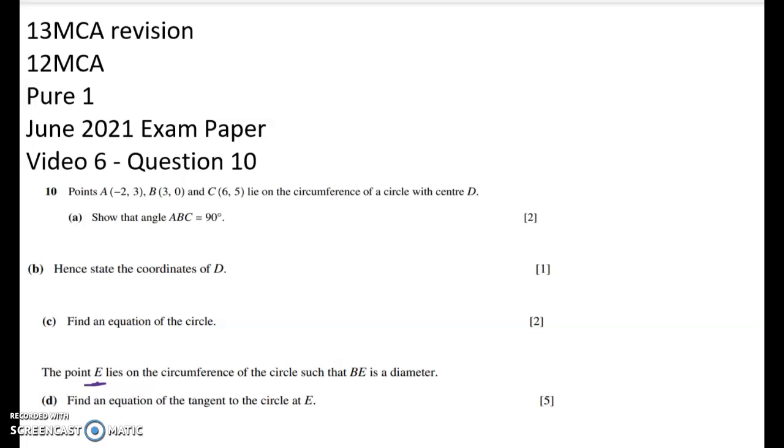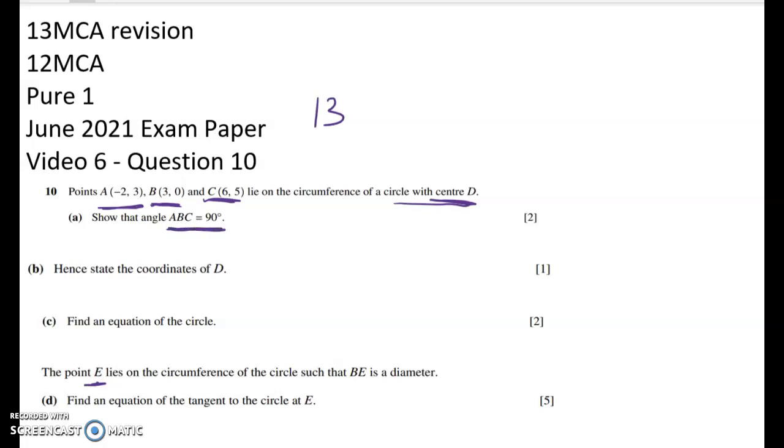This question is question 10 from the June 2021 AS paper, from paper 13 or 1-3, and it's really a coordinate geometry and a little bit of geometry question. So we start off where we've got 3 points, A, B and C, that lie on the circumference of a circle with centre D. First, we have to show that angle ABC is 90 degrees.